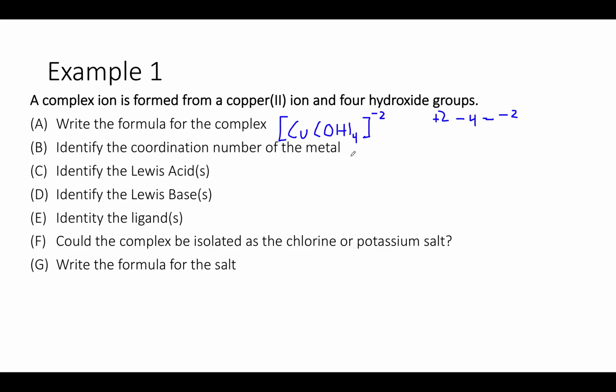What's the coordination number of the metal? Well, this is going to be how many attachments it has, how many ligands. If you look at the structure of this complex, you have copper as your central metal, and you have 4 Lewis bases, the hydroxide groups. So the coordination number corresponds to how many ligands you have. Here we have 4 attachments. So the coordination number is 4.